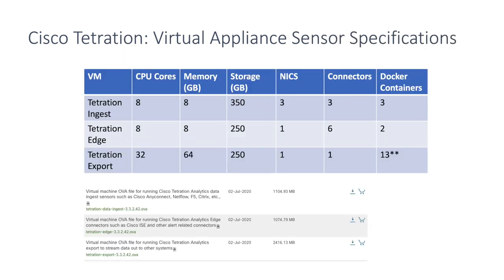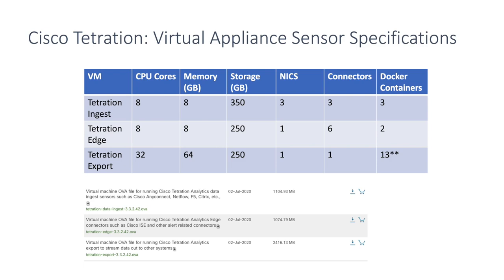So looking at those actual sensors, these are going to be the requirements for the sensors. We do have 3 different OVAs at this moment in time. So we can see that we have the ingest, the edge, and the export. They do require 8 to 32 CPUs, 8 to 64 gigs of memory, up to 350 gigs of storage.